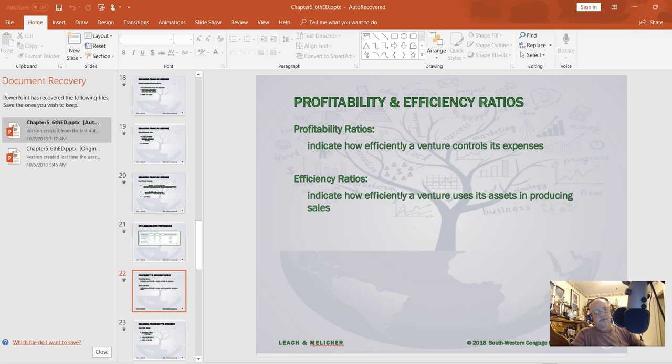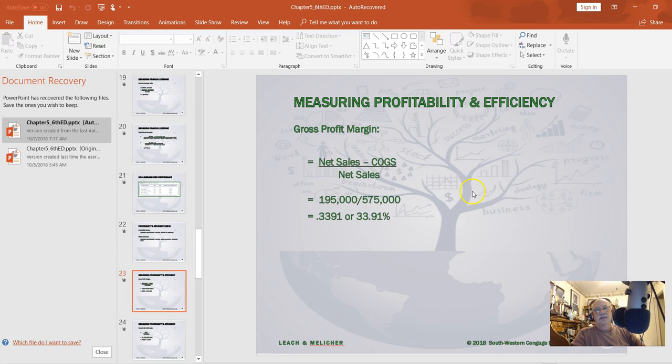All right, so we're going to look now at the profitability ratios. The profitability ratios indicate how efficiently a venture controls its expenses. The gross profit margin, I kind of mentioned in class. The best that could ever be is 100%, because if you didn't pay anything to build something and you could do it for free, the cost would be 0, so net sales over net sales is 1. But in this case, your gross profit margin is about 33%, or almost 34%. So basically, you're making 34 cents on the dollar for every sale that you generate.